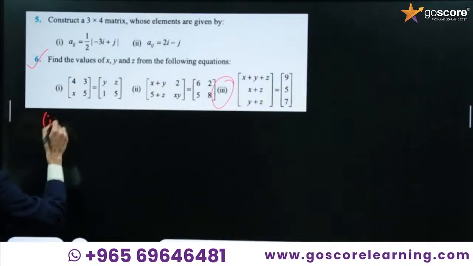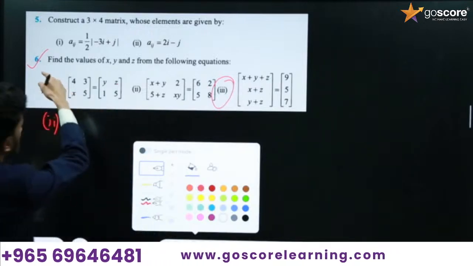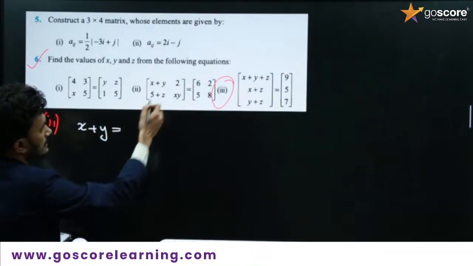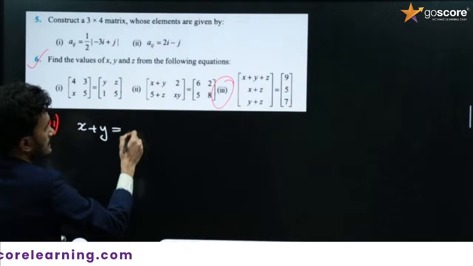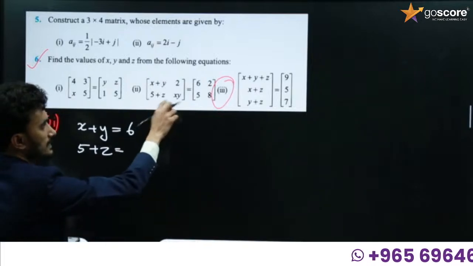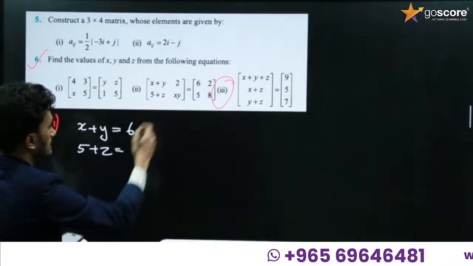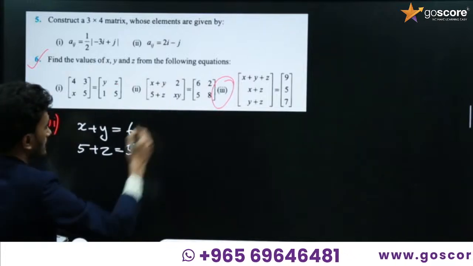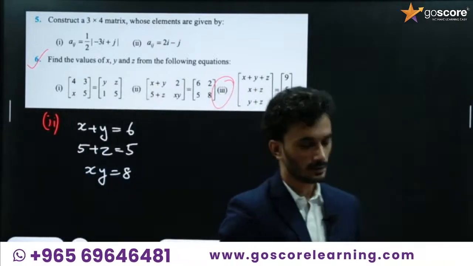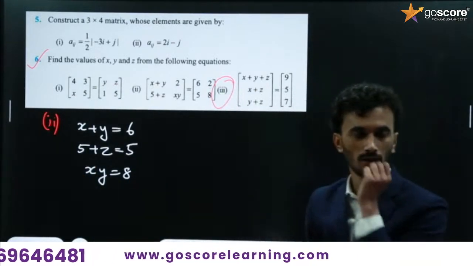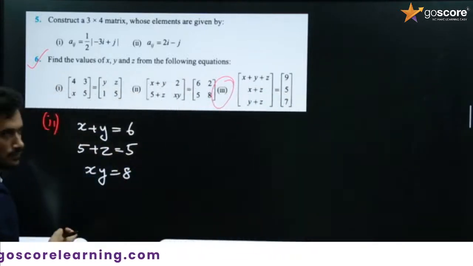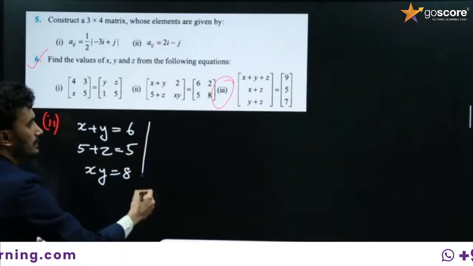So second question. X plus y is equal to 6, then 5 plus z is equal to 5, then xy is equal to 8. This question is also important. The last two questions are very important. So how can you solve this question? First I am finding the value of z.